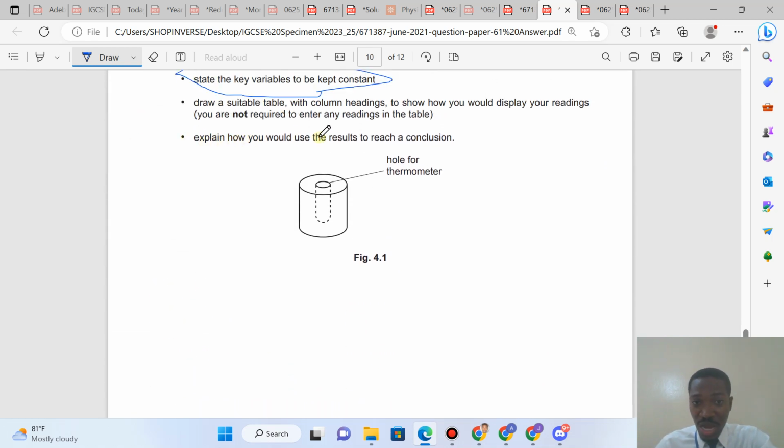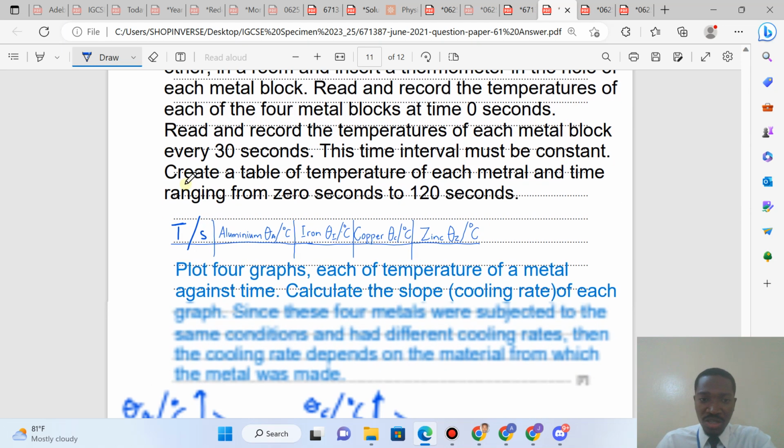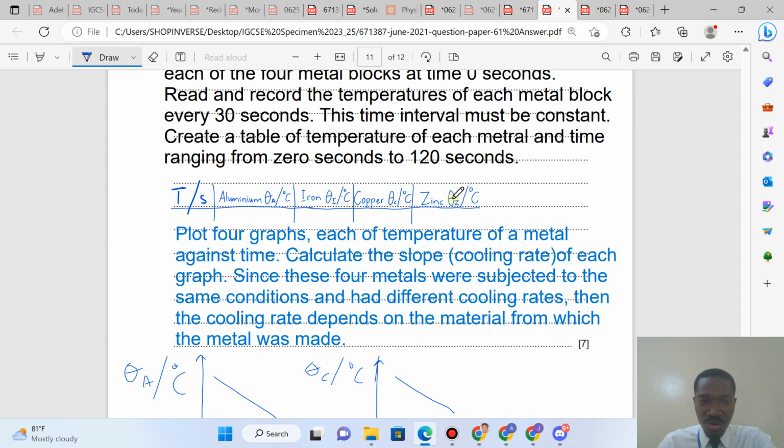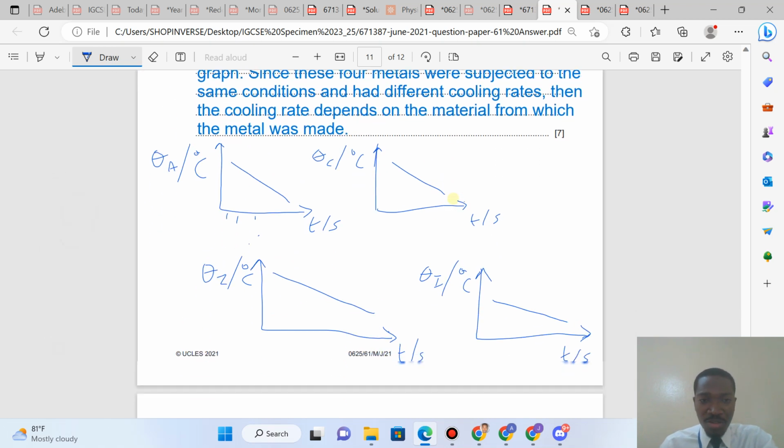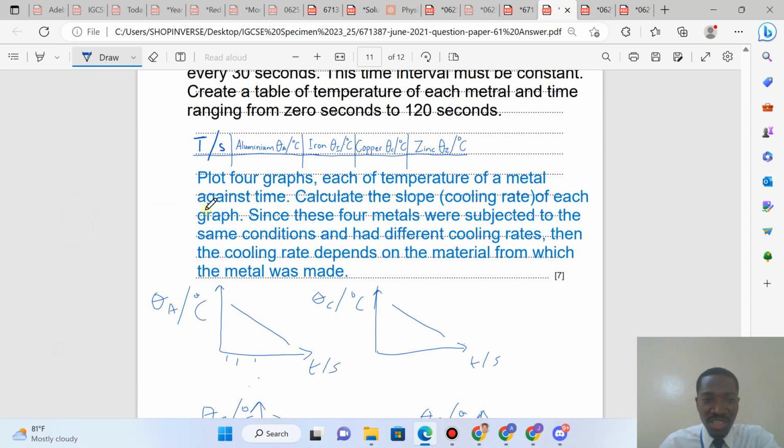The last question is: explain how you would use the results to reach a conclusion. Now this is your table. These are the results. How do you use it to reach a conclusion? By plotting graphs. How many graphs will you plot? 4 graphs. Why? Because you took the reading of temperature of 4 different metals. If you have used 3 metals, then you have 3 values for the temperatures, and then you plot 3 graphs. So each metal must have its own graph of temperature against time. Plot 4 graphs, each of temperature of a metal against time.